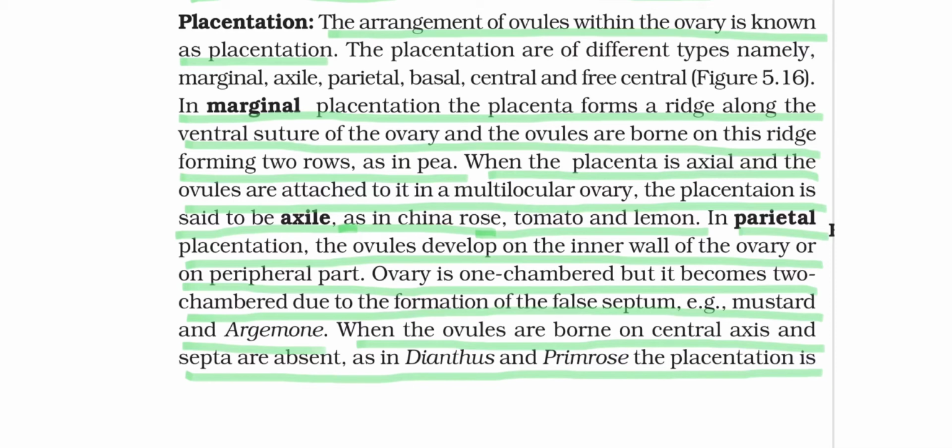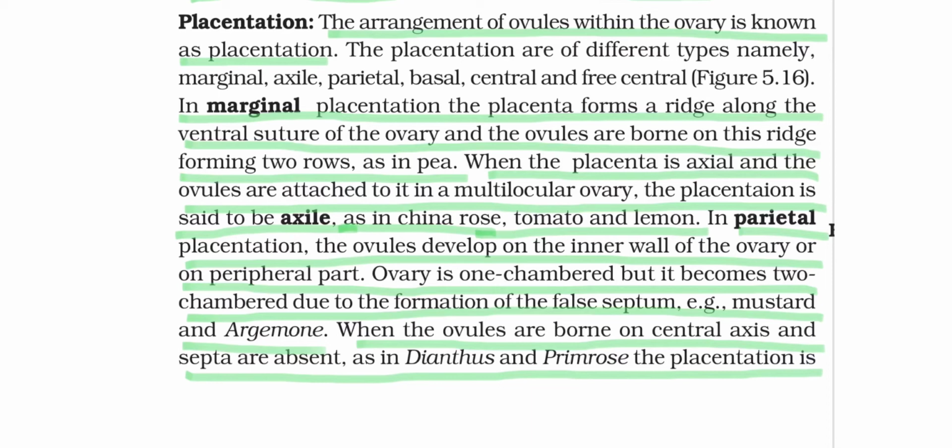First, marginal. I'll tell you the example first, like in pea. This type of placentation forms a ridge along the ventral suture of the ovary, and the ovules are borne on this ridge, forming two rows. So this is marginal type of placentation. Another is axile, like in China rose, tomato, lemon. You are very much familiar with this, when we cut the cross section, we are able to see this type of structure. In axile, the ovules are attached to the placenta in a multilocular ovary. So more than one locules are present.